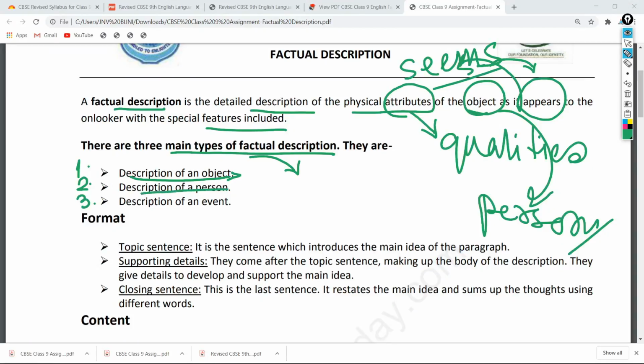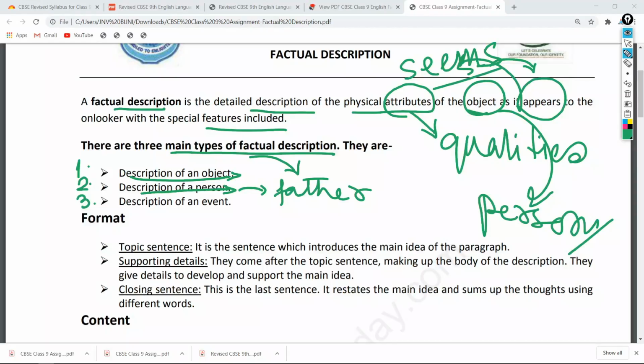Description of a person. Suppose you are describing the qualities and attributes of your father. Then that will be the description of a person, and for that you are writing a paragraph. A paragraph will consist of some lines, so it will not have an introduction or conclusion like an article or an essay. Therefore, we will have to keep that in mind.